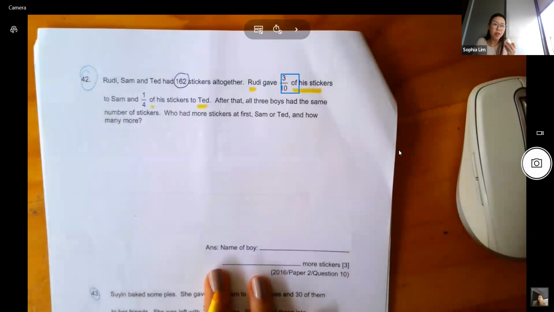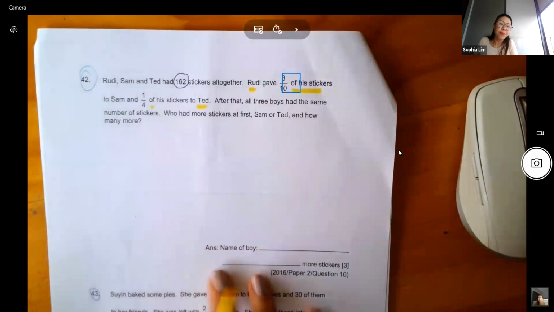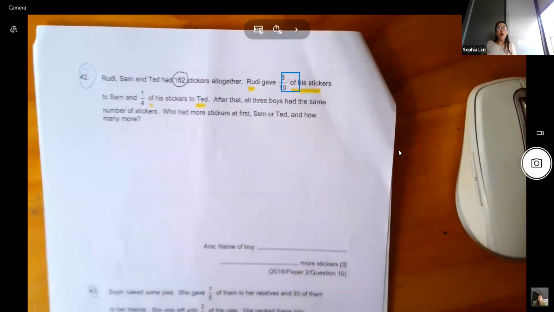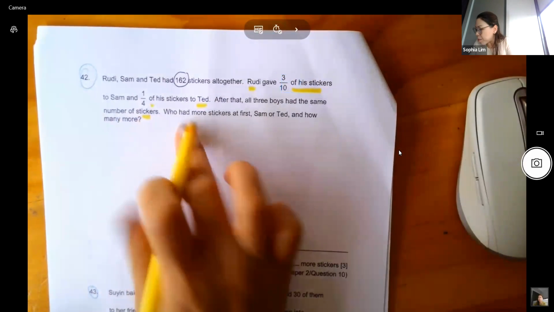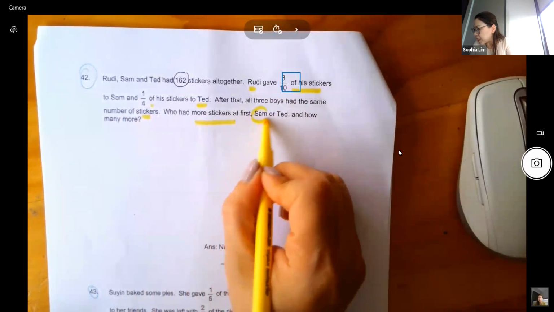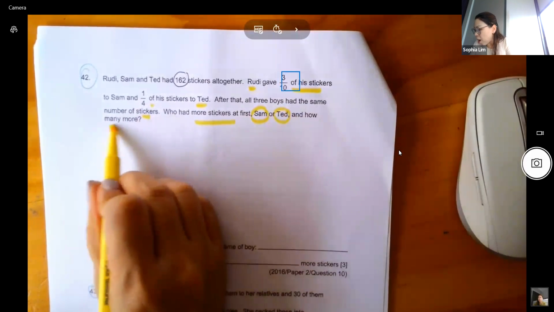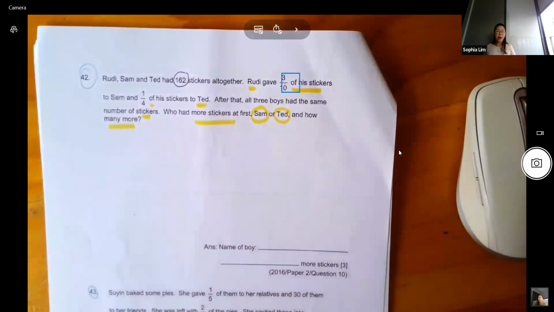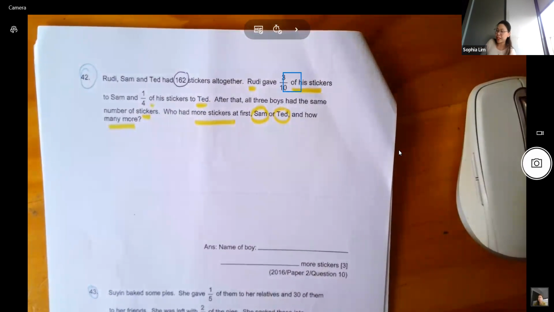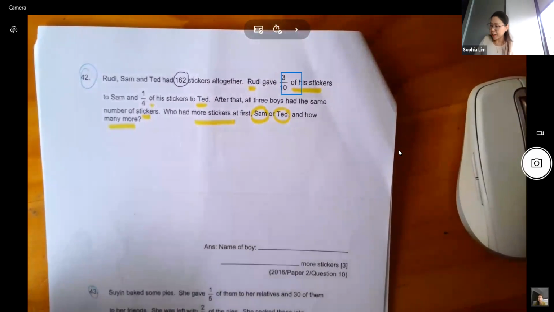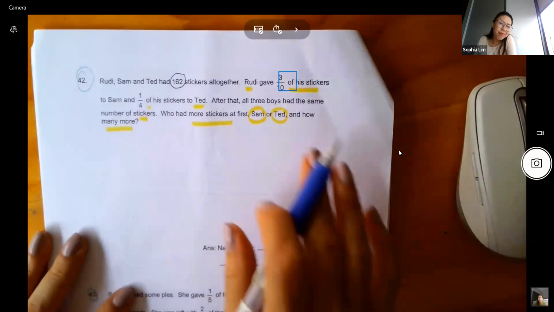Rudy to Ted and Rudy to Sam. After that, all 3 boys have the same number of stickers. Who had more stickers at first, Sam or Ted? And how many more? This is a 3-mark question. Do not underestimate a 3-mark question because it still has a heuristic involved. What heuristic is involved? We have seen this in our heuristic package.